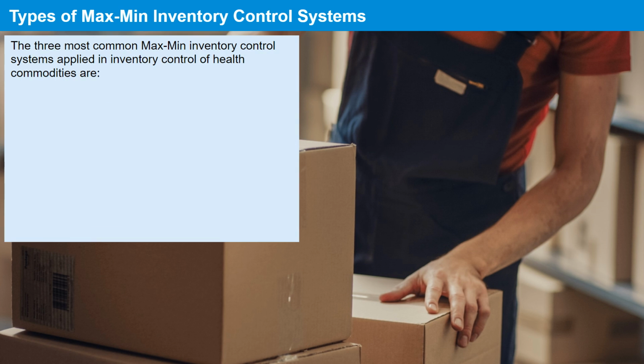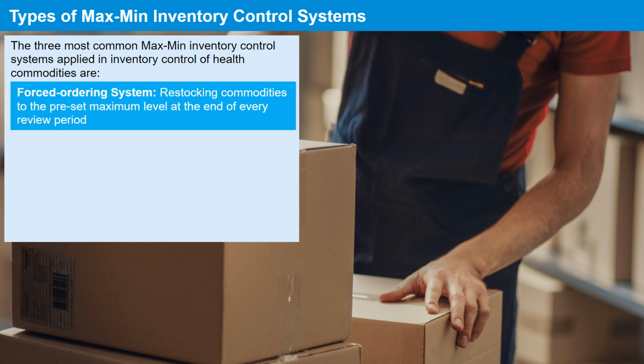The three most common max-min inventory control systems are forced ordering system, continuous review system, and standard system. For each system, a process and set of formulas are used to determine how much to order and when to order. Let's look at each of the systems. Forced ordering system is a system which requires the storekeepers to order quantities of all commodities to the maximum level at the end of every review period, as long as the stock level is below the maximum.